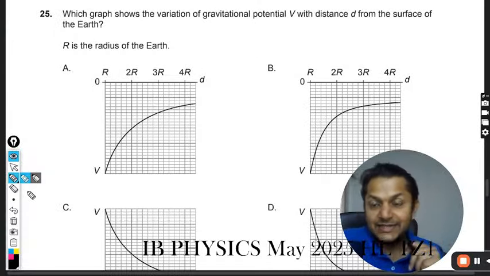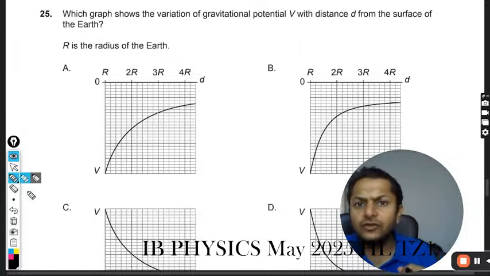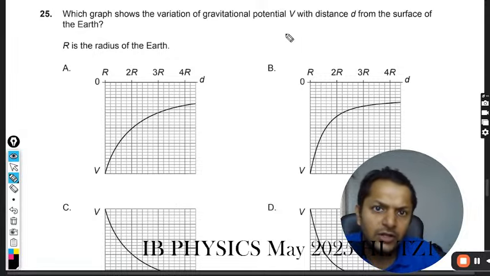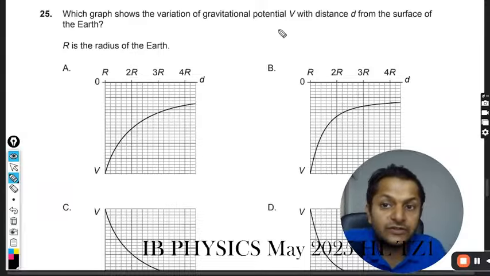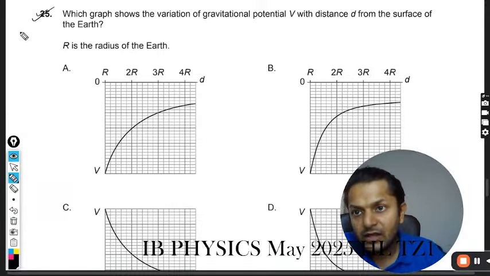Okay, dear student, let's see this question. Which graph shows the variation of gravitation potential with the distance d from the surface of the Earth? It's a very, very important question again.